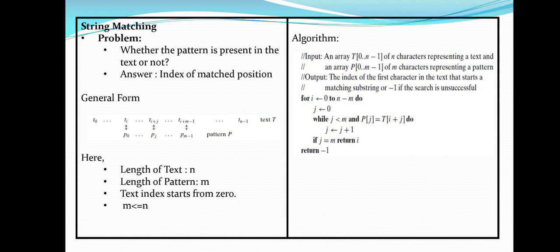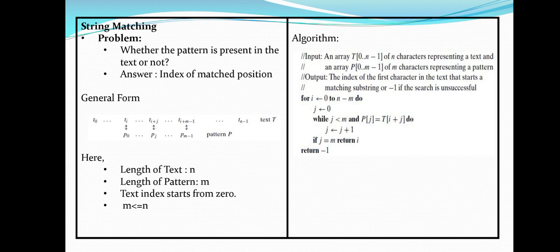So i starts from 0. We can consider this as a text loop, right? So in the text we have 0 to n minus 1 characters. So we are starting the index from 0. We have to search till n minus m, right? Why are we subtracting m? Because m is the length of the pattern. So till the n minus m location itself we need to search, right?